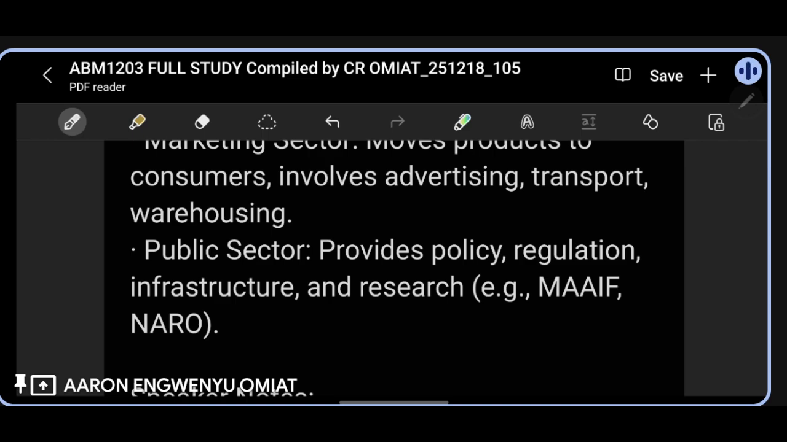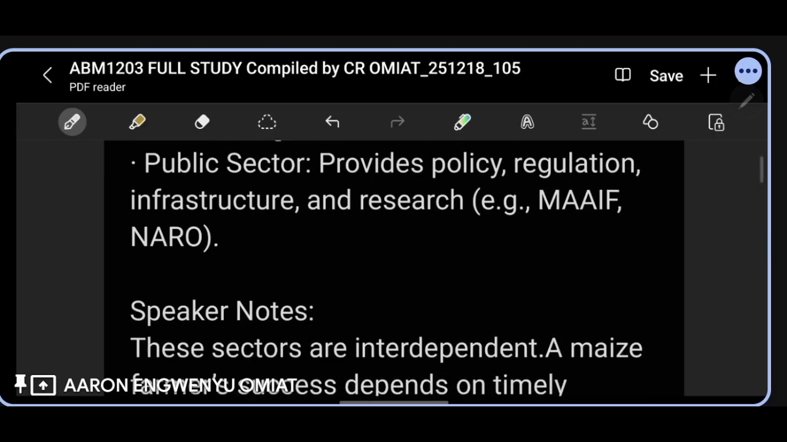So, MAIF, if you're doing any course at Kanisa and you don't know MAIF, you need to get serious. MAIF is the Ministry of Agriculture, Animal Industry, and Fisheries. NARO is the National Agriculture Research Organization. So these people advise the government on the regulation, policies, and also give research. NARO is a big center for research. We find that they're coming up with many improvements.